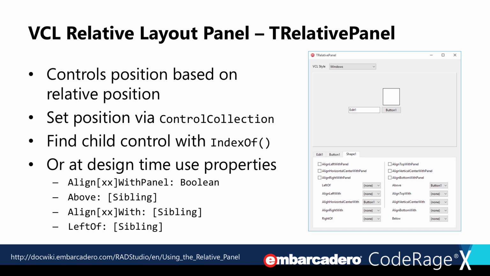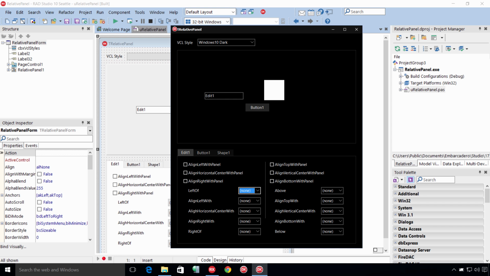The new relative panel is really cool. It allows you to specify that a control is relative to another control. And so instead of setting the control's positions absolutely, you instead say this button's always to the right of this edit box. This label's always to the left of the edit box, etc. So this is the new TRelativePanel sample that we have.